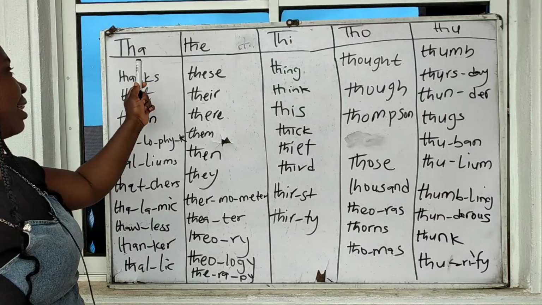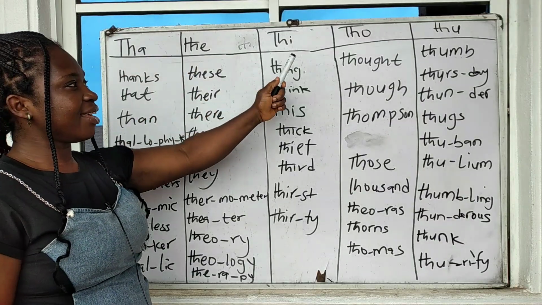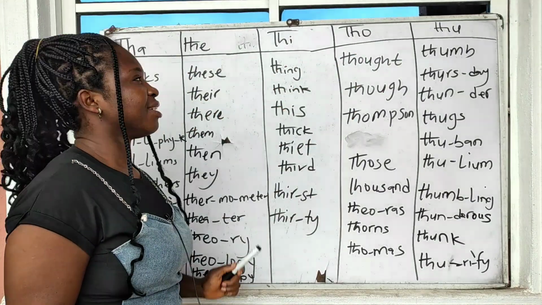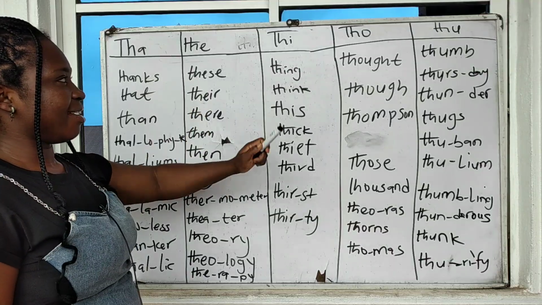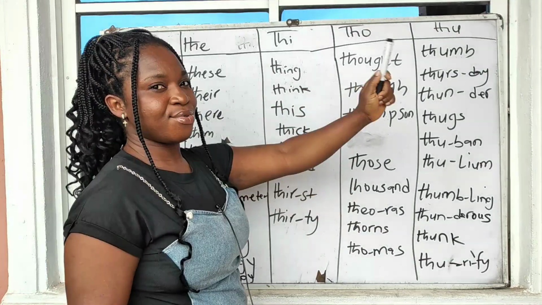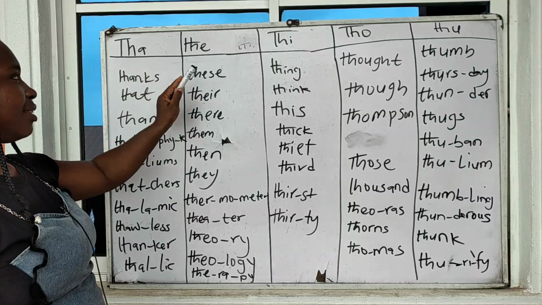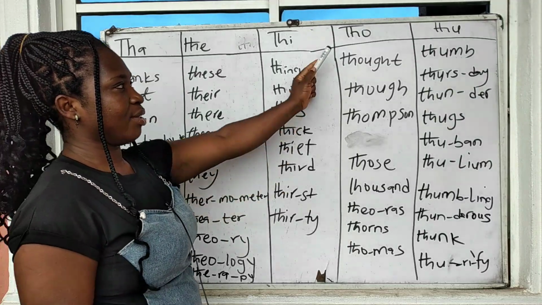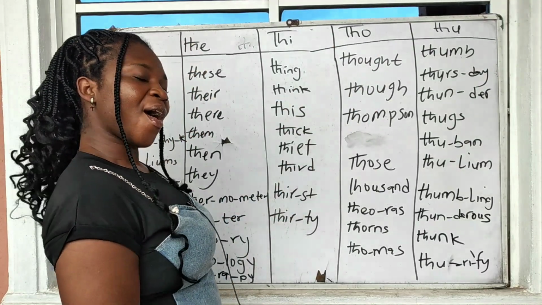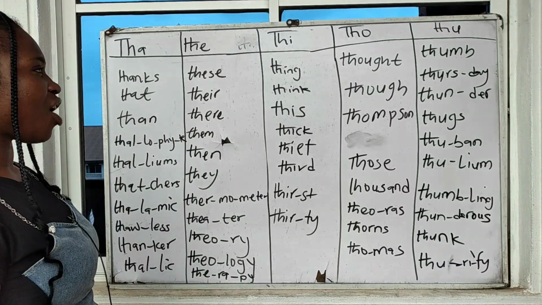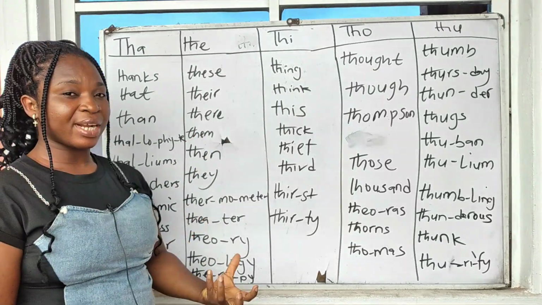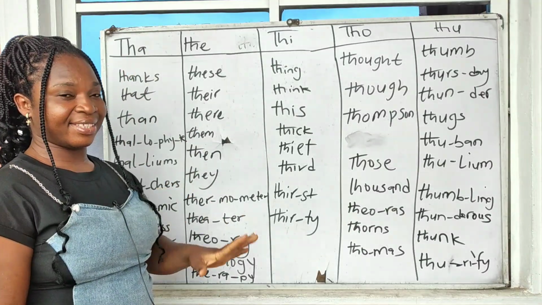So we have da, de, di, do, du. Now, it can equally be pronounced as ta, te, ti, to, tu. Now let's see the list of words, and from the way we're going to be pronouncing them, you're going to see how these sounds play.